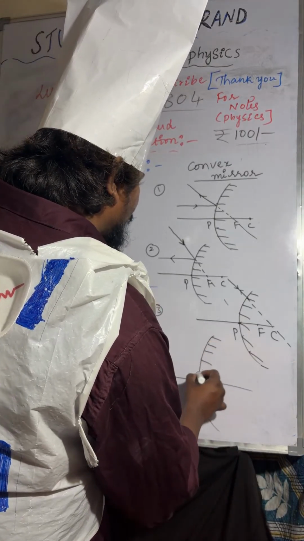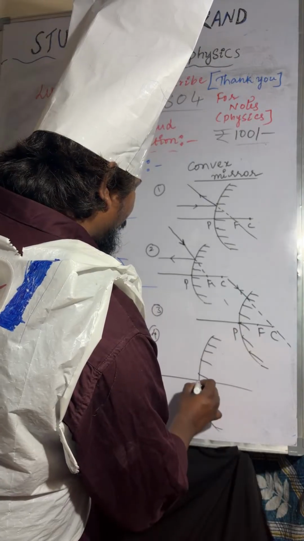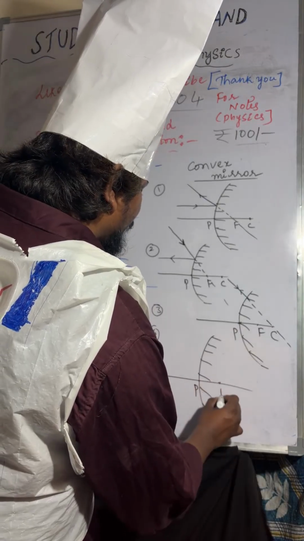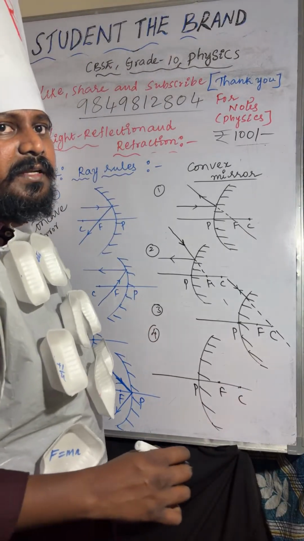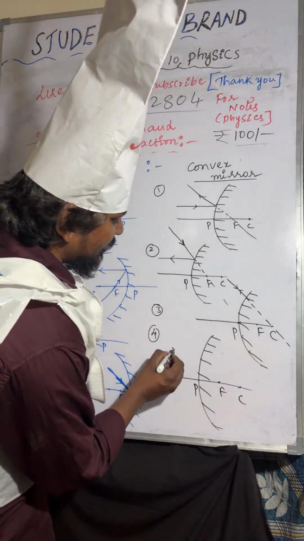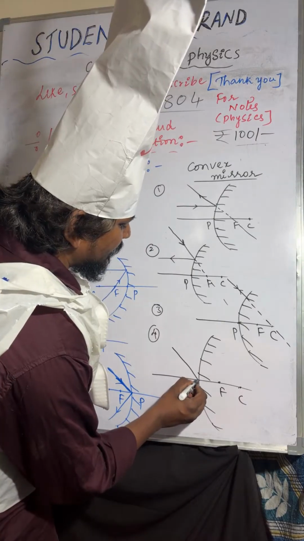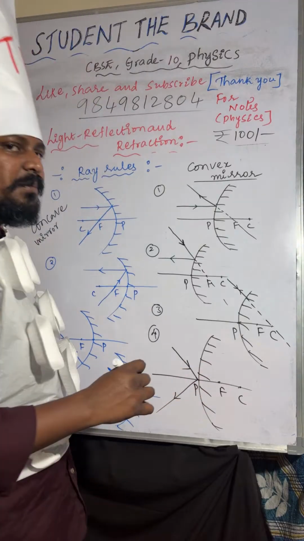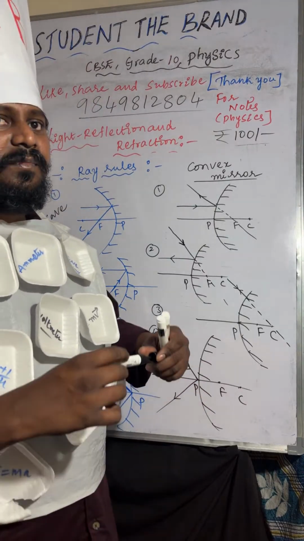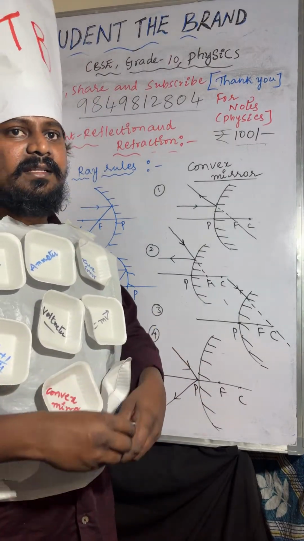So here you can observe pole, focus, center of curvature. Light ray is incident at the pole. After reflection, it reflects back into the same medium. Okay, so I hope it is very clear. Just check once.